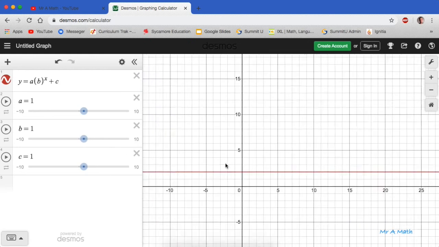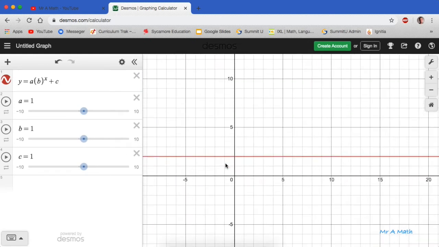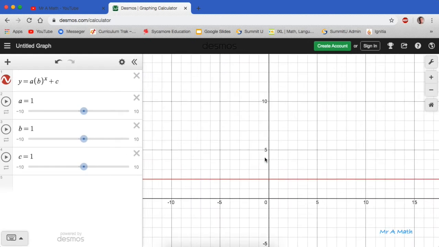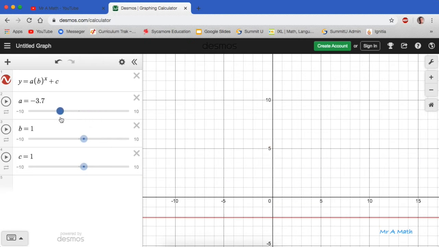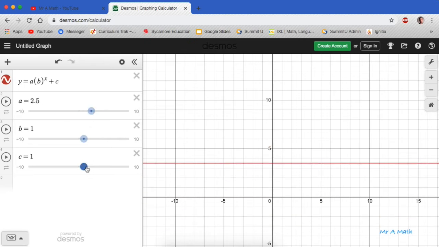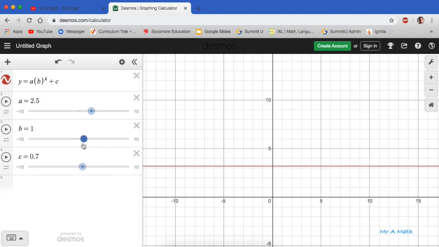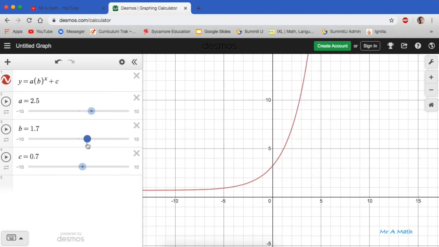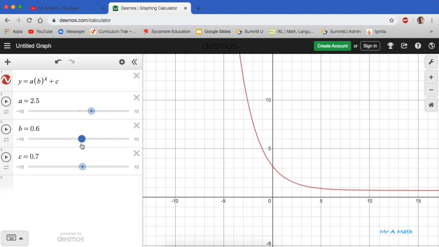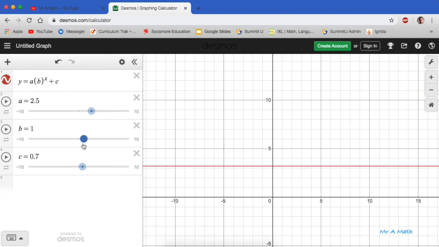What I notice right away is that when all my sliders are 1, this line is a straight line. It's not an exponential function. If I change a, it's still not an exponential function. If I change c, it's still not an exponential function. But if I change b, it is an exponential function. So the very first rule we're going to learn is if b is 1, it's not an exponential function. So b cannot be 1.